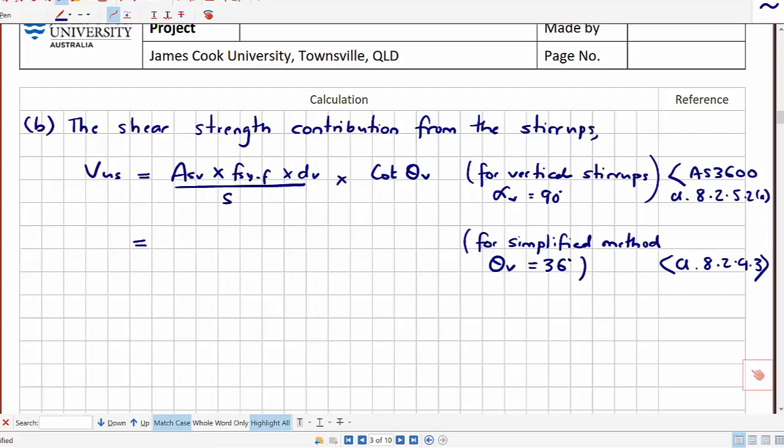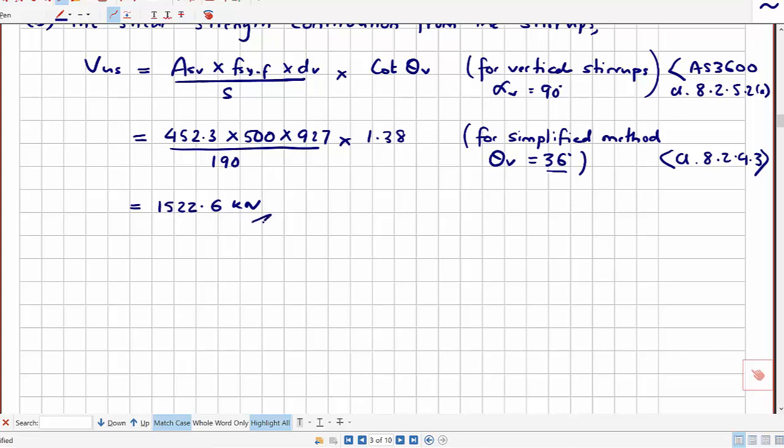So now plugging in the values, Asv is, we have computed, the area of the stirrups for the four-legged stirrups, which we calculated as 452.3. The fsy.f is 500. dv we have computed as 927. And the distance between the stirrups in the longitudinal direction is 190 millimeter. And cot theta v, where theta v is 36 degree, comes as 1.38. Now this gives us the shear capacity contribution from the steel as 1522.6 kilonewton.